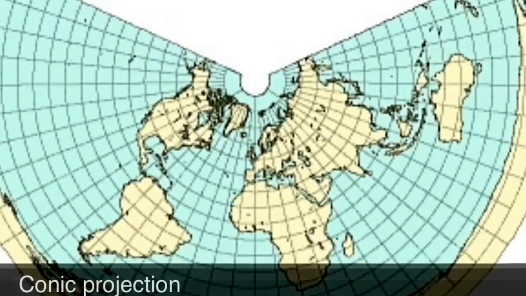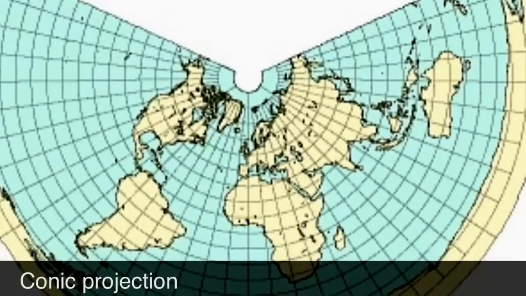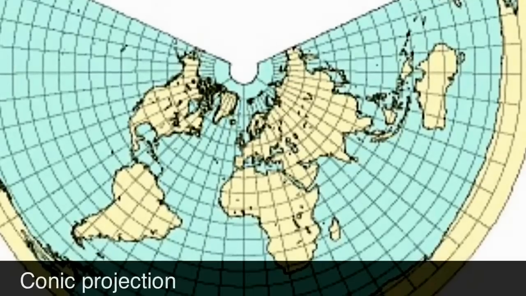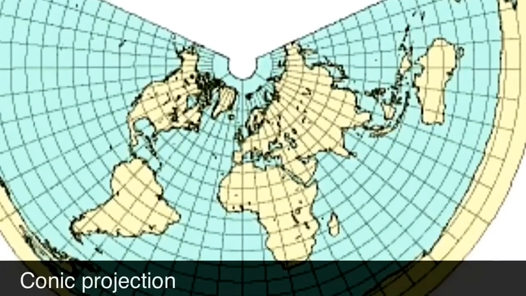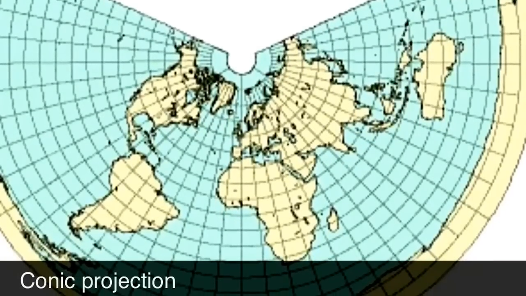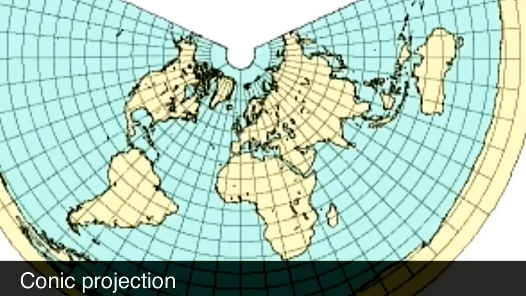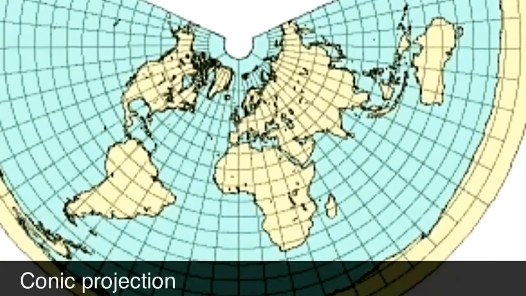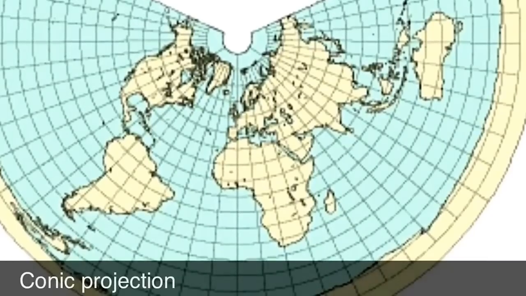If you place a clear plastic cone over a globe, trace the lines of latitude and longitude, and then unwrap the cone, the result would be a conic projection. In a conic projection, lines of longitude appear as straight lines while the lines of latitude are curved. There is little distortion on these maps, but it's used mostly to show limited parts of Earth's surface.